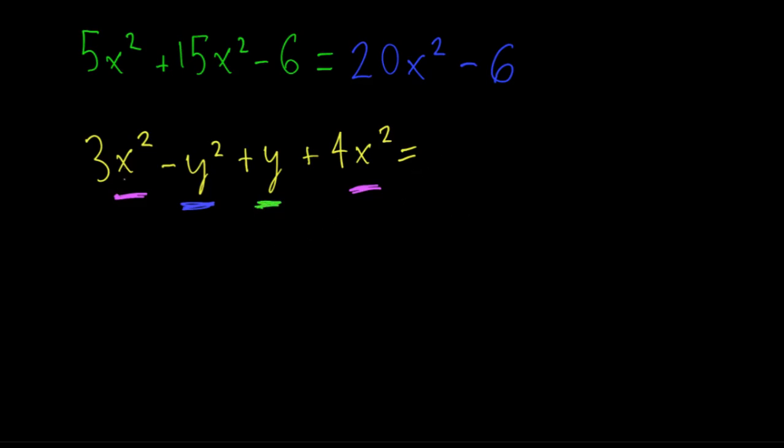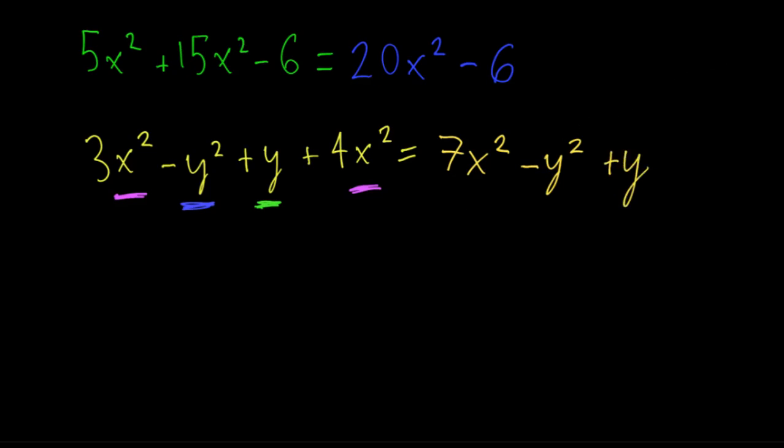So the 3x squared plus 4x squared will give us 7x squared. Since there's only one y squared, it's just going to stay as minus y squared. It's not combining with anything. And likewise, since there's only one y, it's just going to stay as y, so plus y. So that's the correct answer.